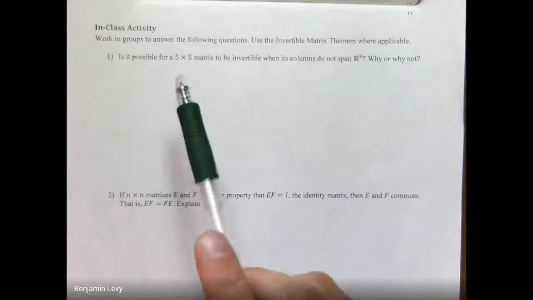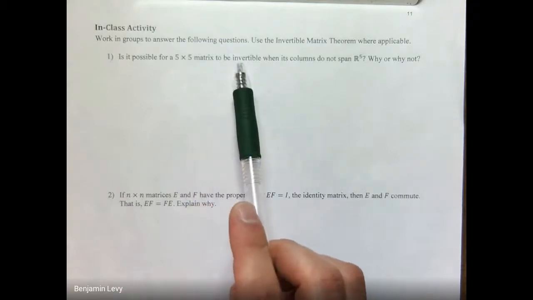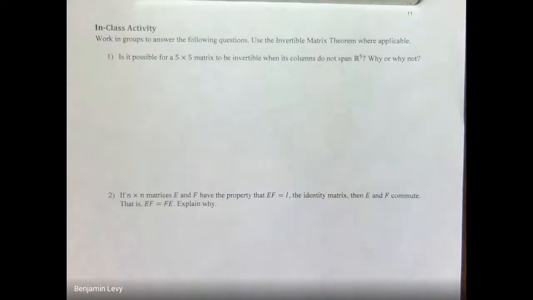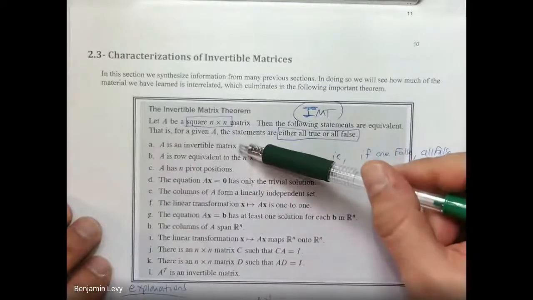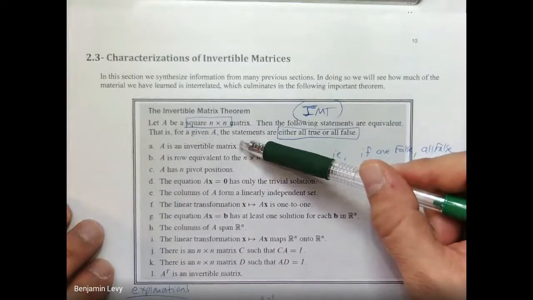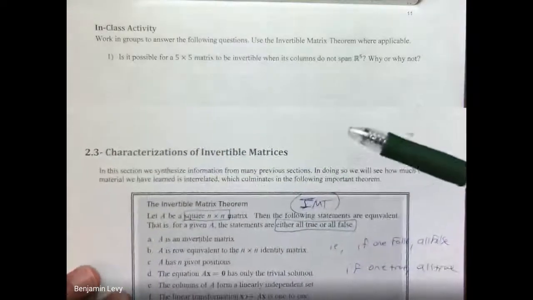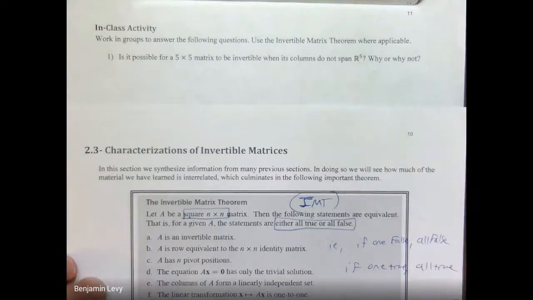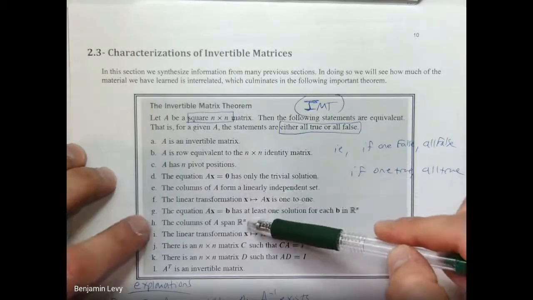The first question says, is it possible that we have a 5 by 5 matrix that's invertible, but its columns don't span R5? And so right away, we can just go back to the invertible matrix theorem, and we see that we're being told that the matrix is invertible, so A is true. So that means all these things are true. And so do the columns span R5? Well, H is true because A is true, right? So we're being told A is true, so that means H is true.